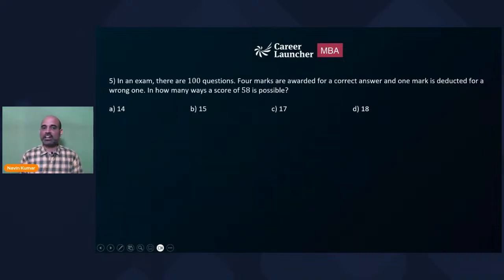In an exam, there are 100 questions. 4 marks are awarded for a correct answer and 1 mark is deducted for a wrong one. In how many ways is a score of 58 possible?